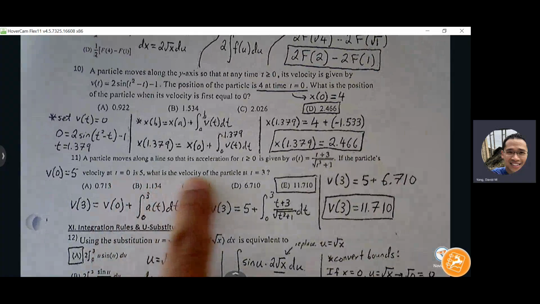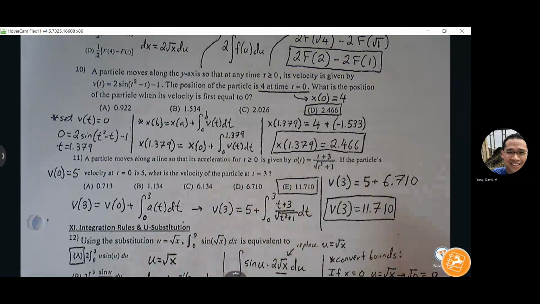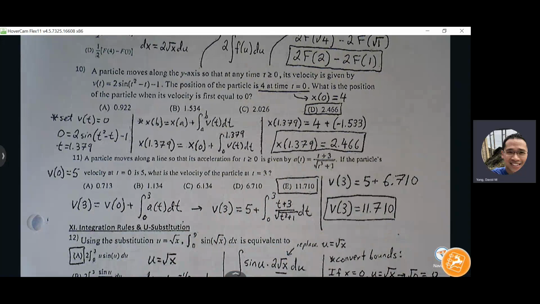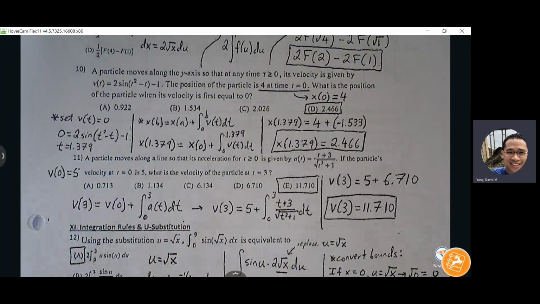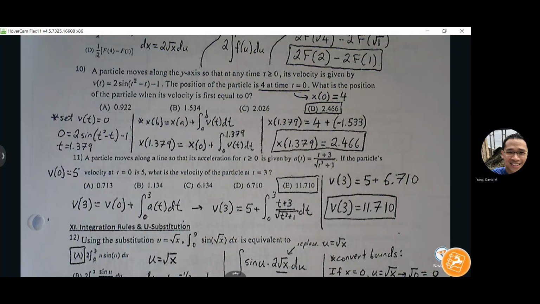Number 11 is as a particle moves along the line, so that its acceleration is given by a of t. We know that the particle's velocity at 0 is 5. What's the velocity of the particle at 3? So I can just repeat the same formula as above, just adapted for velocity. So my final velocity equals initial velocity plus the displacement of my velocity, which is the integral of acceleration. Again, make the calculator do the work for us here, but the setup, we're just using that particle motion to help us find the location.